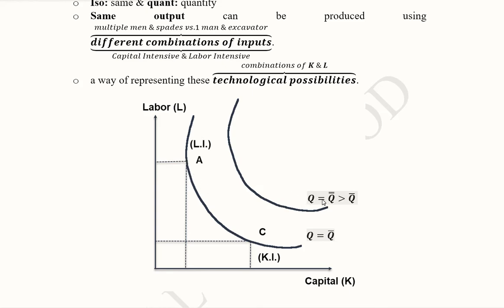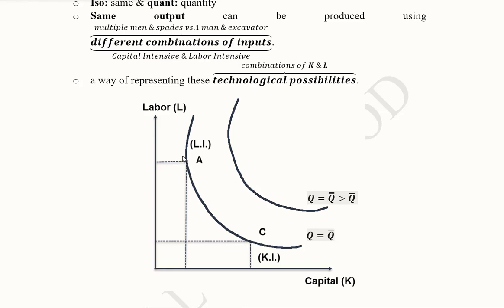And there is another curve, that is this curve, and here you can see that q is equal to q double bar, and that is greater than q bar. It means that this curve has a higher level of output. Here there can be a few combinations, that is this combination or that combination or that combination. In these combinations the output will remain q double bar.